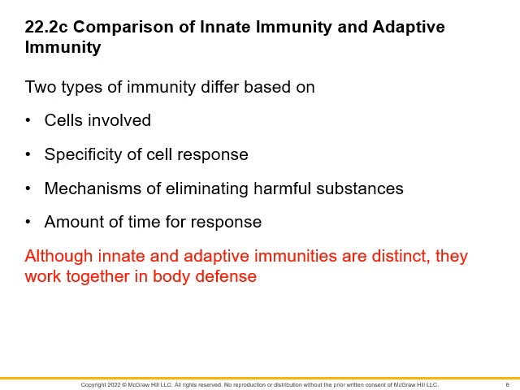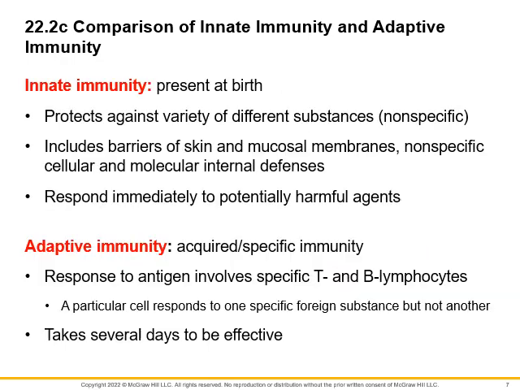So there's two types of immunity depending on the cells that are involved, what sort of cell response we need, how to get rid of whatever the substance is that's hurting us, and the amount of response time. So we're going to look at innate versus adaptive. They all kind of work together, but innate you're born with, and adaptive you have to be exposed to the pathogen for them to start working.